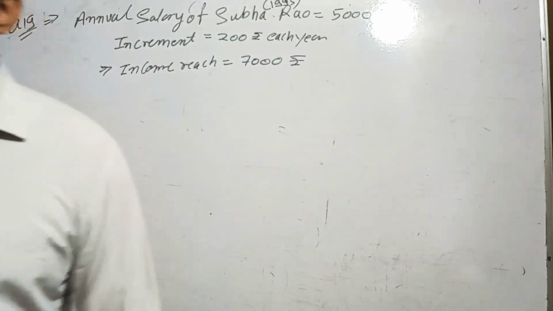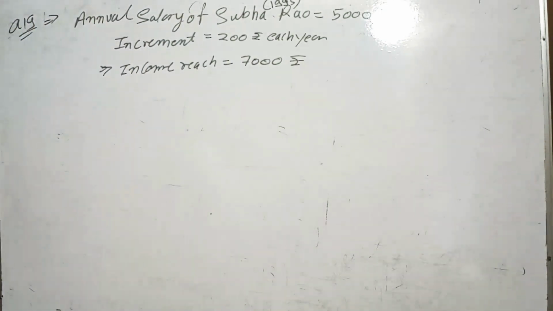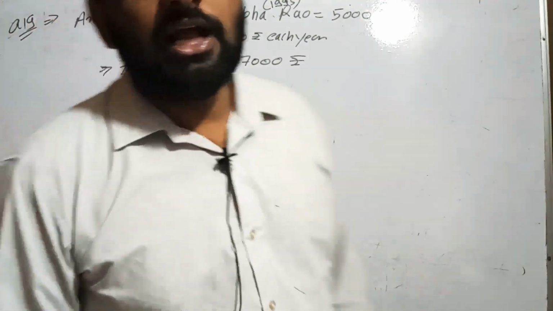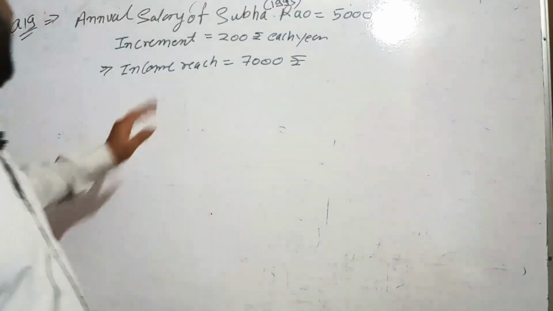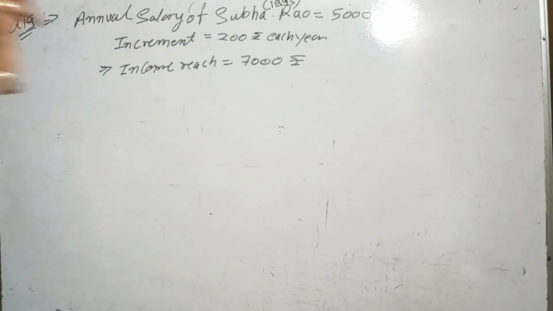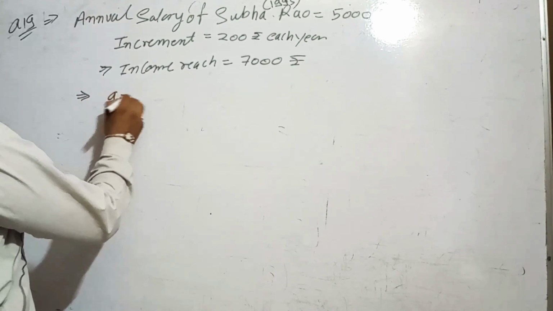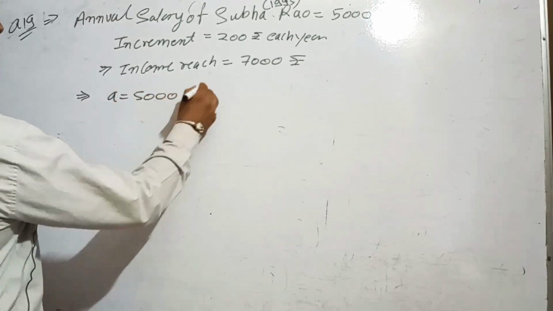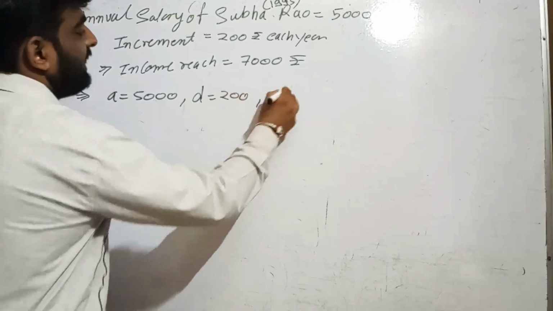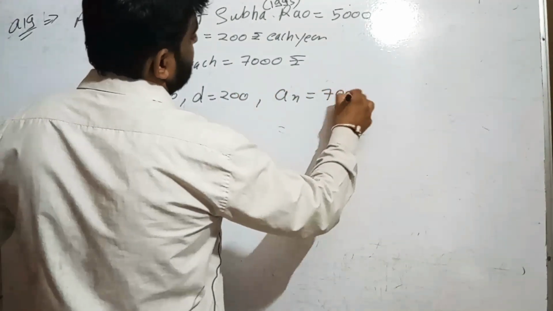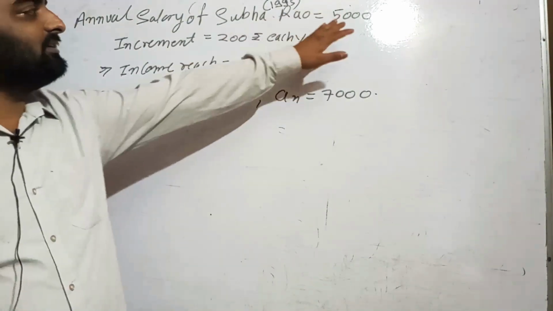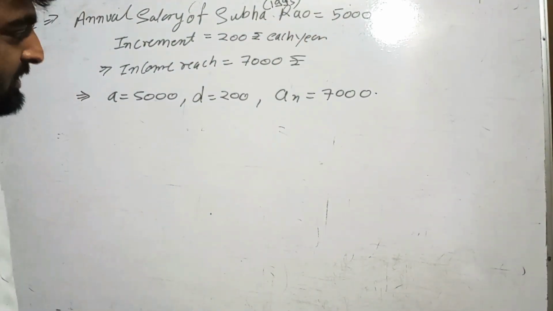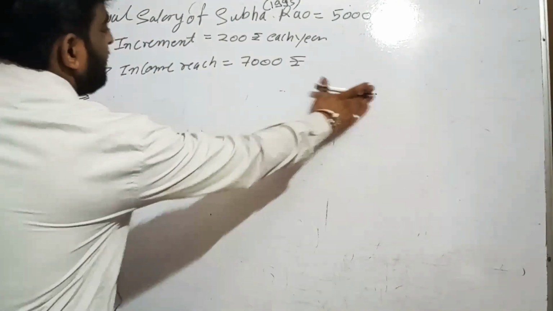Read the question carefully, students. The annual salary of Subba Rao is 5,000 rupees, the increment he received is 200 rupees each year, and the income reached 7,000 rupees. So we start with a equals 5,000, d equals 200 and an equals 7,000 rupees. Why do we write a equals 5,000? Because the AP starts with 5,000 rupees.